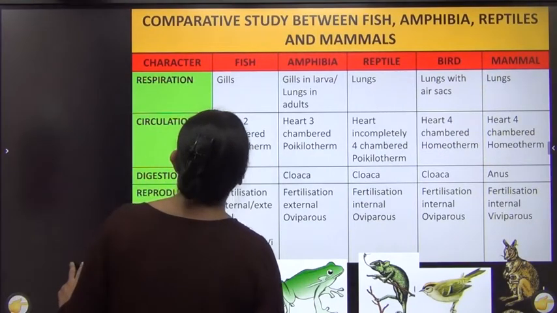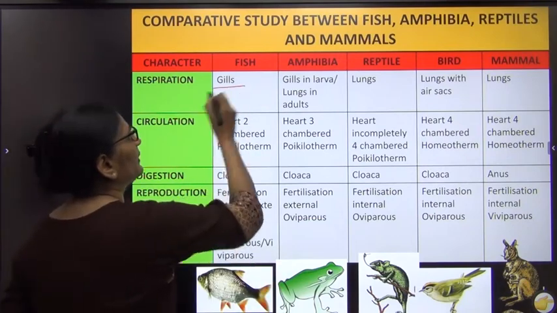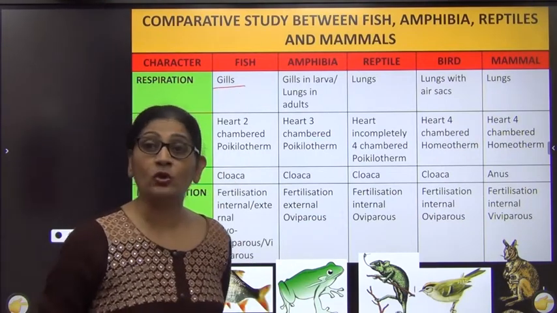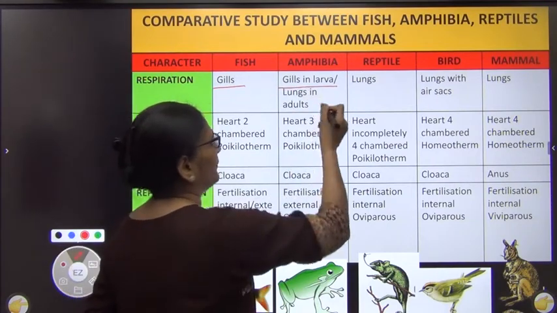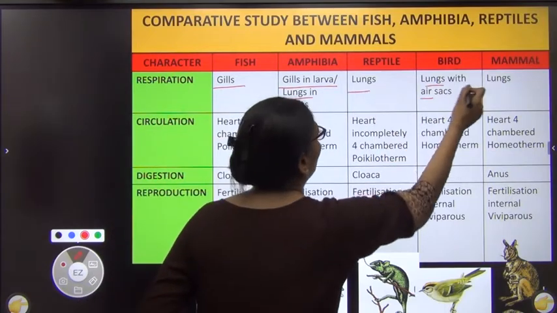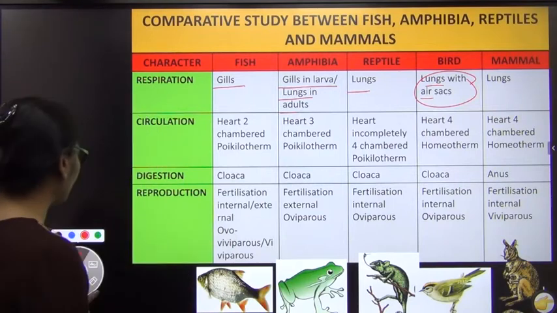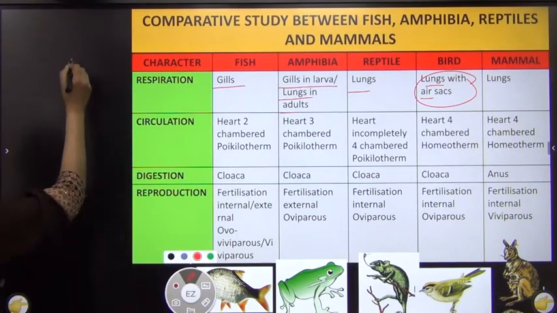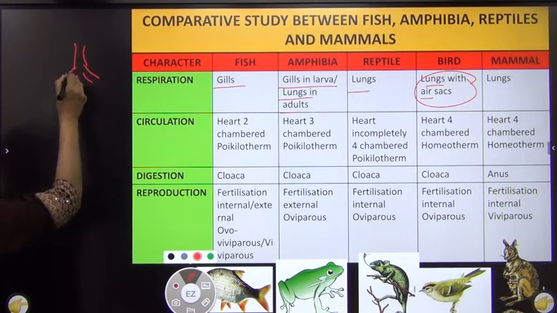Now come to respiration. No dispute about it. In fish it will be through gills. In Amphibia, I told you the larva stays in water. So in the larva, that is the tadpole, the respiratory organ is gills, and in adults it is lungs in all of them. You must have seen that in birds I have written lungs with air sacs. Now what is that? Just see this, what are lungs with air sacs? See, this is the lung, which is found in us too. This is our lung, okay?